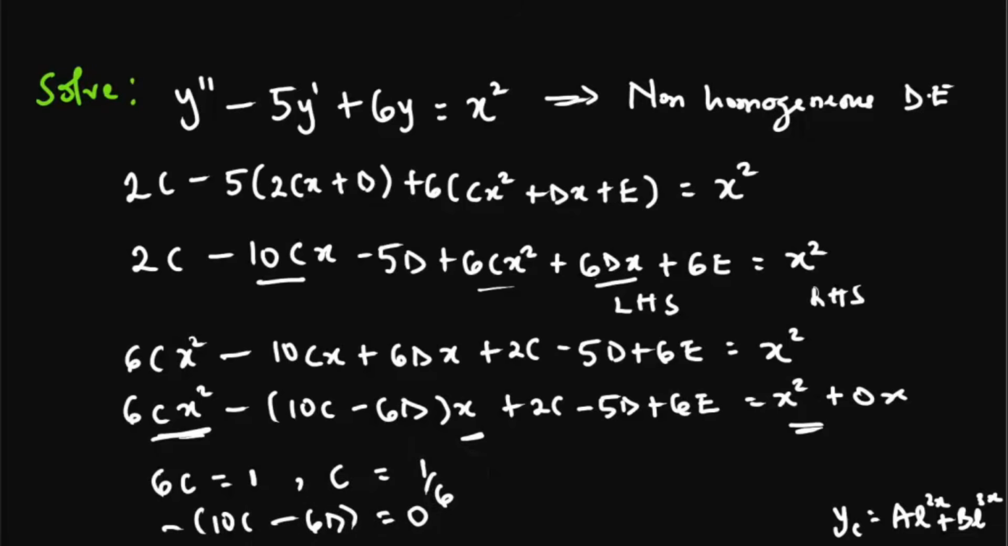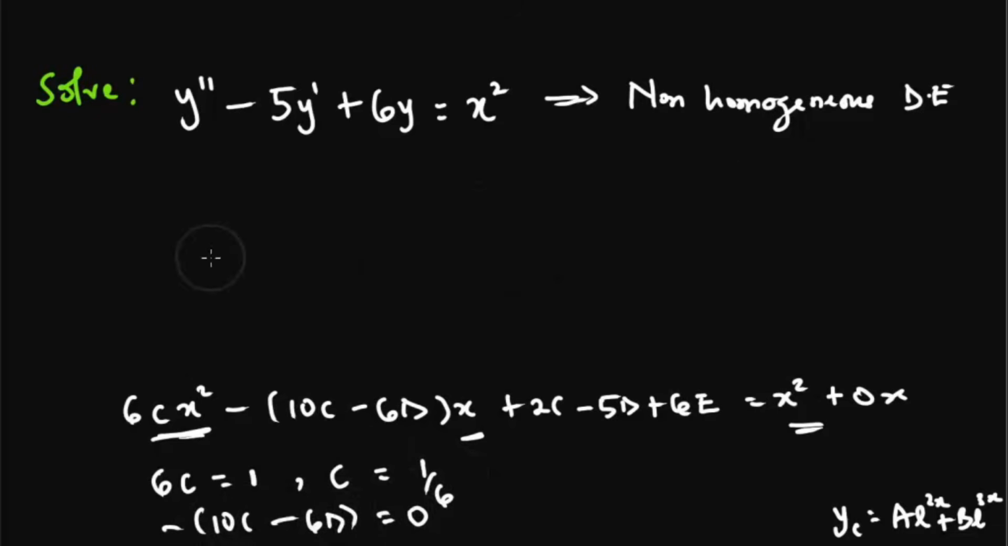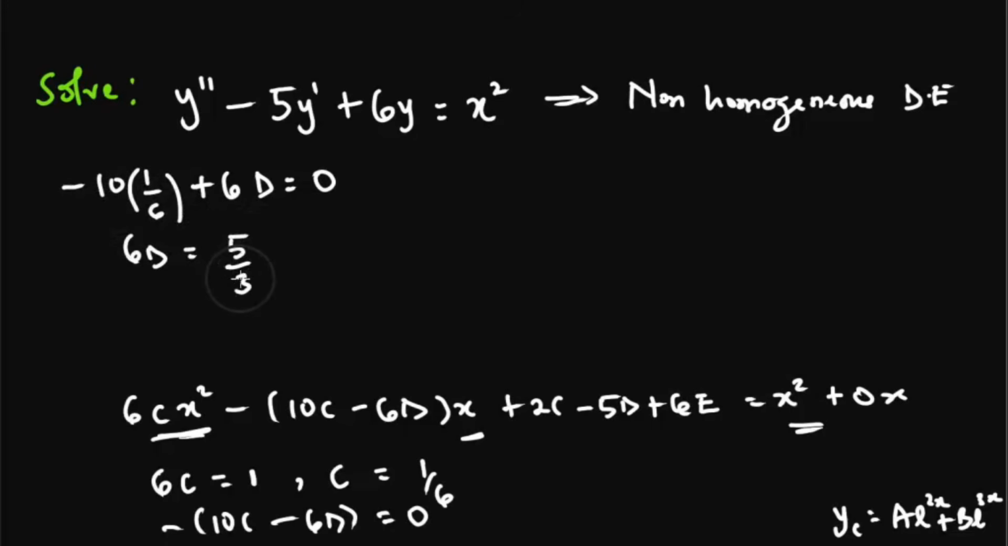Now we can substitute c into this equation, and we're going to have minus 10 into 1 over 6, plus 6d equals 0. So 6d equals 10 over 6. 2 can go in 10, 2 can go in 6, so we have 5 over 3. And if we divide both sides by 6, we have d equal to 5 over 18. Okay, so we've gotten c, we've gotten d.